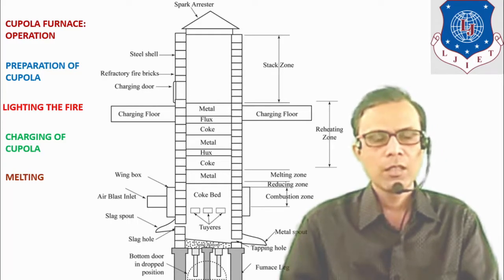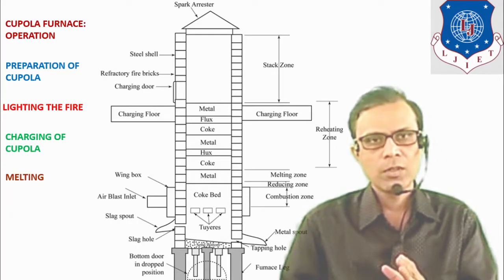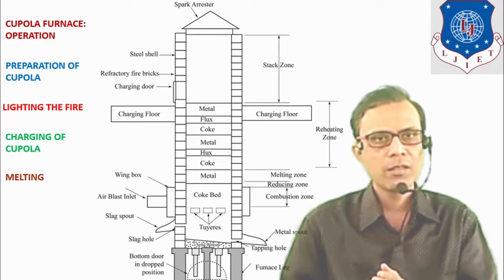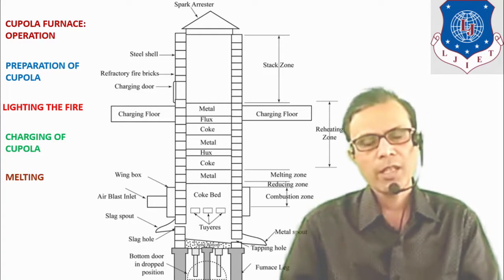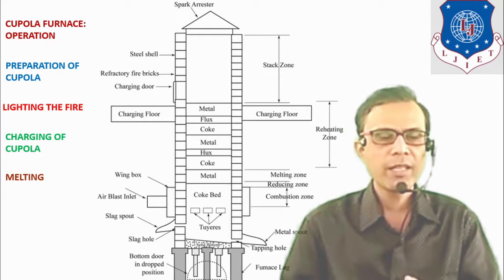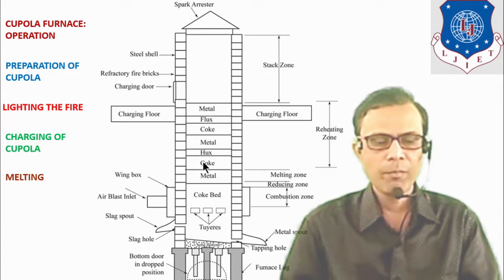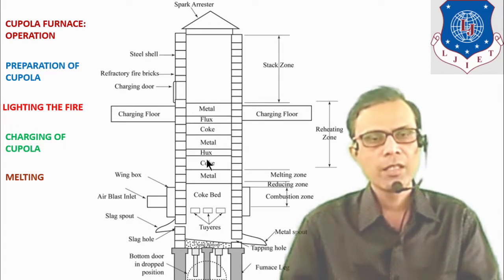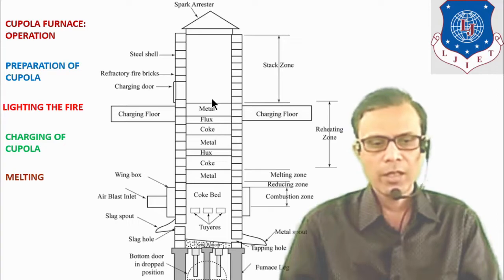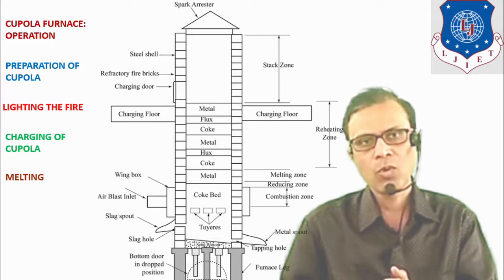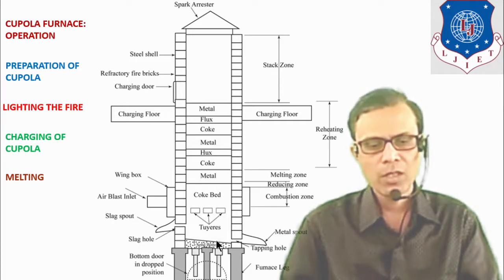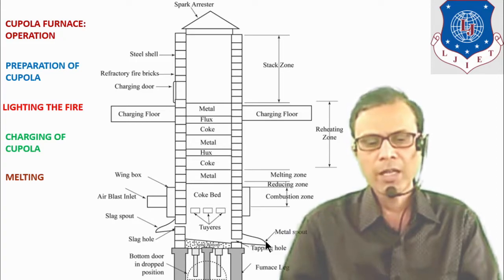Melting. Now the charge has been done and sufficient temperature is also produced inside the furnace. So now the melting action takes place and the metal which is melted drops down from the upper part to the lower part of the furnace, and all the molten metal is removed from here.